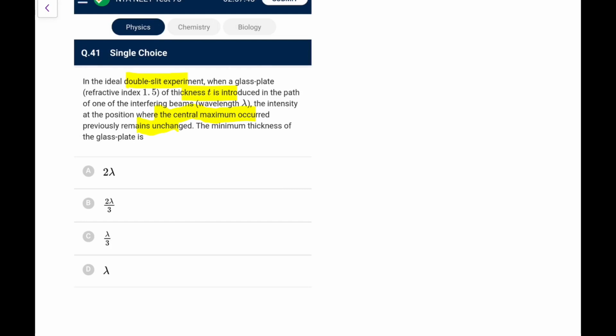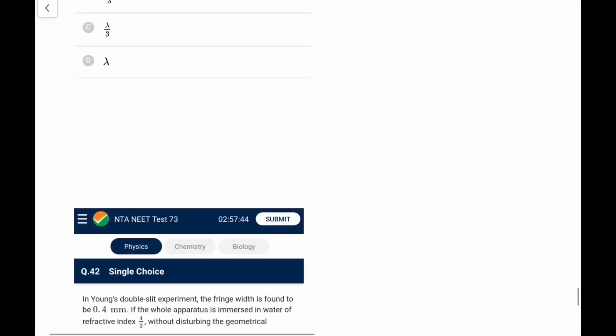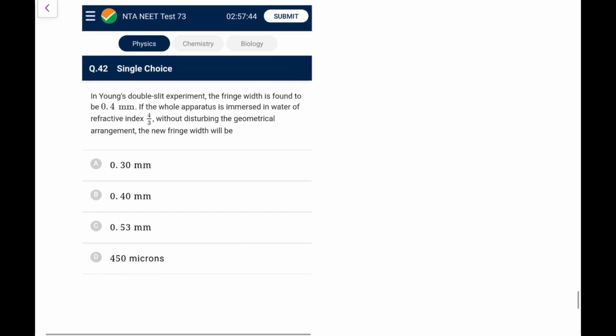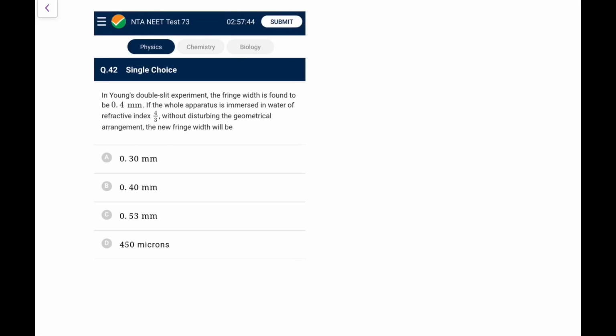The minimum thickness is, that means we know the path difference introduced is equal to basically what we write as n minus 1 t. So in the minimum case, that should be equal to lambda, so that t minimum would be lambda upon n minus 1, because then only it can be a maxima. So lambda upon 0.5, that comes out as 2 lambda. So again, not a tough one, you have done such problems. Even CBSE boards ask this sometimes.